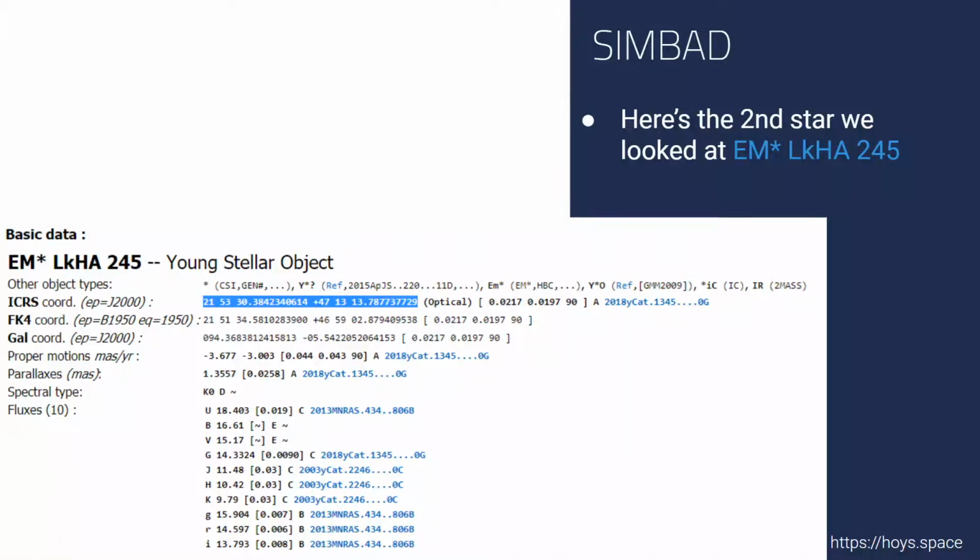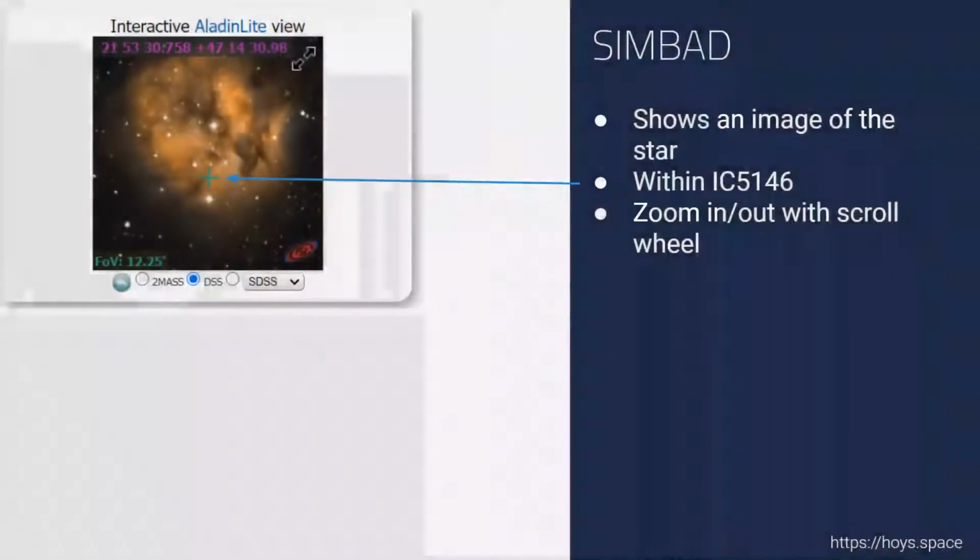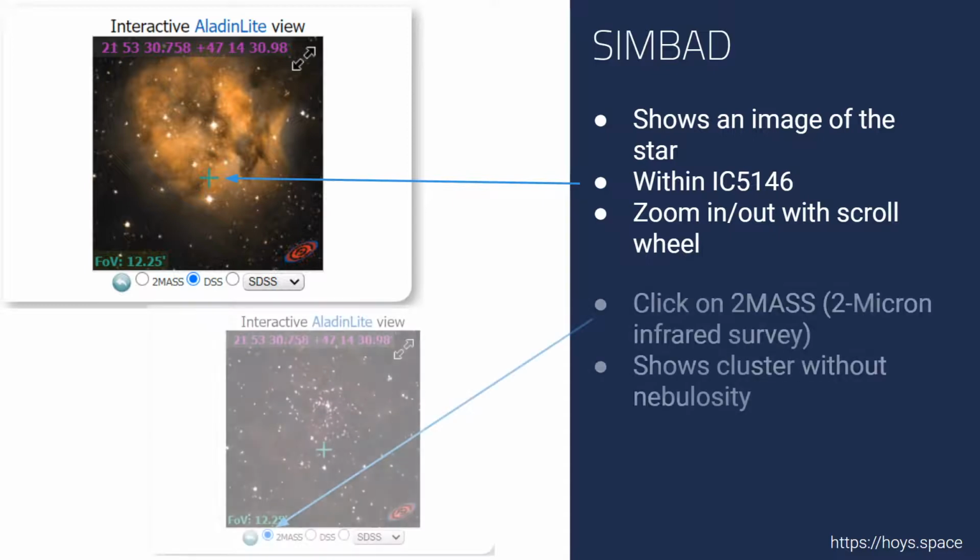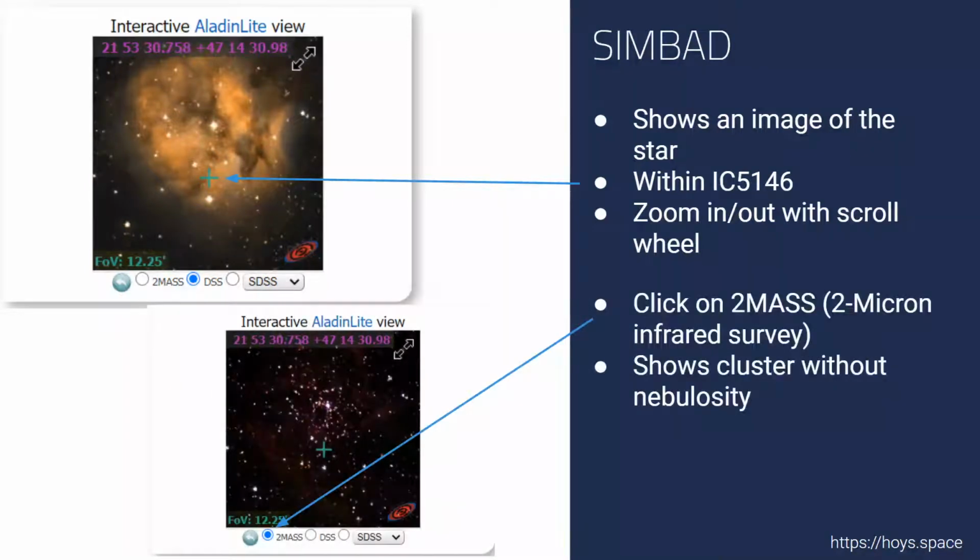So looking at the second star we looked at in Simbad, this is the information that will come up by putting in that ID. It shows you things such as its coordinates, spectral type, brightness in the individual filters. It also shows you a little image showing the star in the target area. You can zoom in and out of that with your scroll wheel on your mouse, and we can see that it is within the Cocoon Nebula. If we click on the 2MASS checkbox, then that will bring up the 2 micron infrared survey, which will show you the star cluster without the nebulosity.